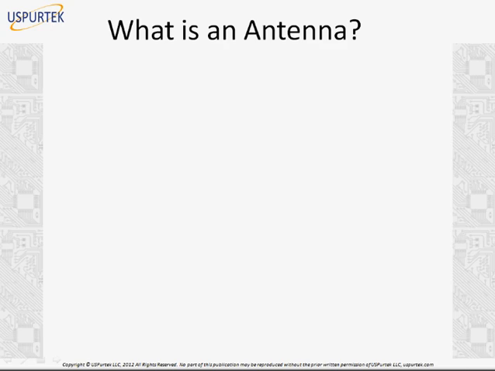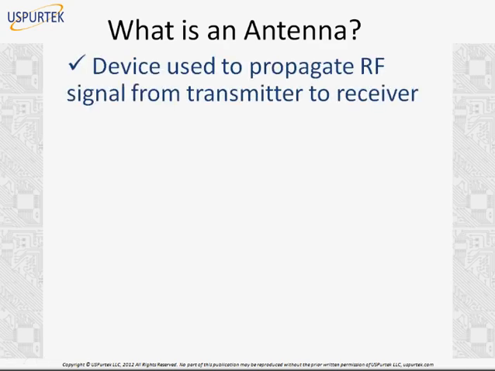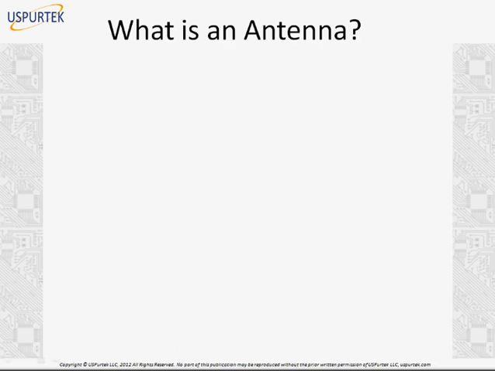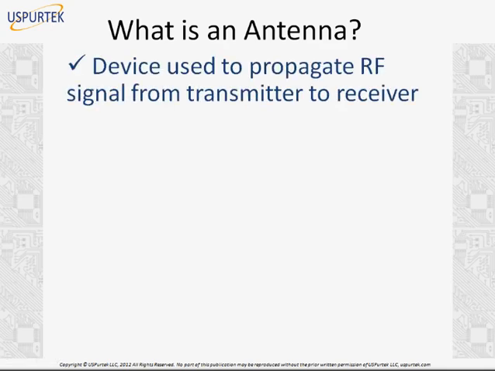So let's begin with the basics. What is an antenna? Now, a very simple definition: it's a device which we use to propagate RF or electromagnetic waves, or radio frequency signals, from a transmitter to a receiver. There must be a transmitter on one side and a receiver on the other side and a radio channel in between. So this is a very common definition understood by everyone, even laymen know this. I have a handset and it has an antenna which I use to transmit signals to the cell tower and so on.